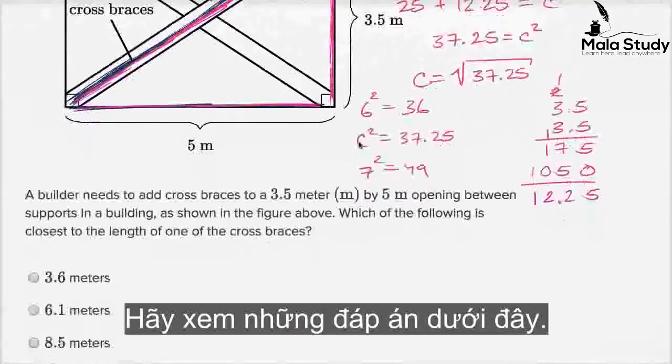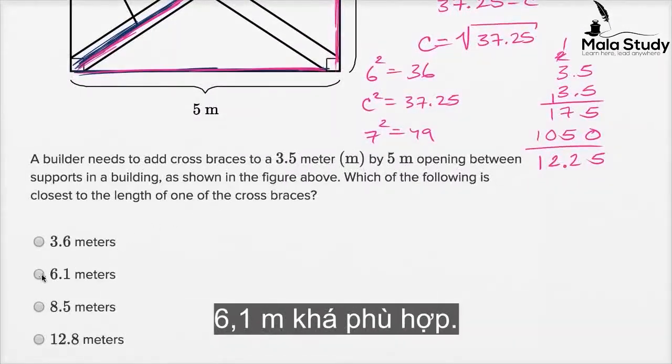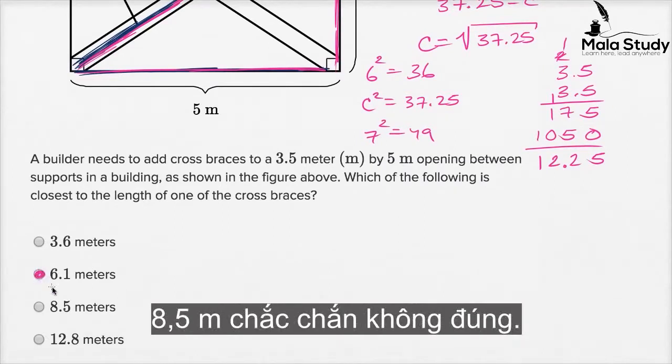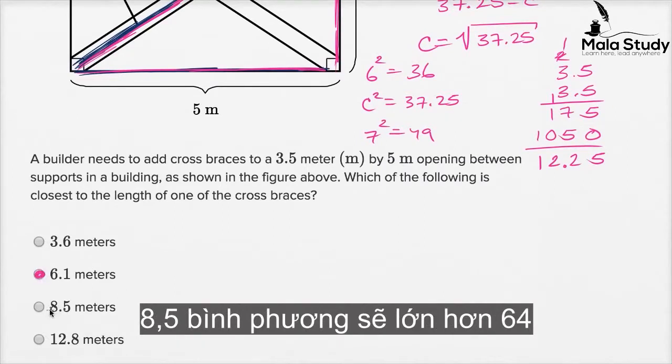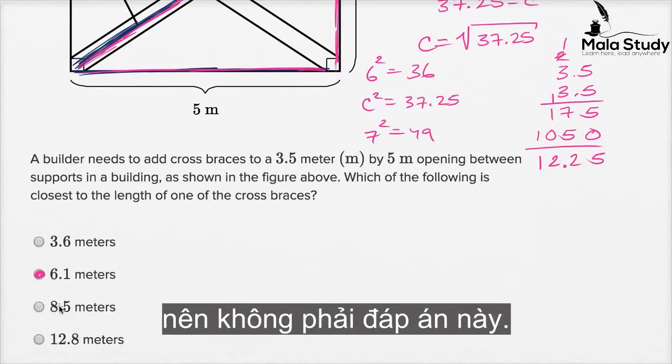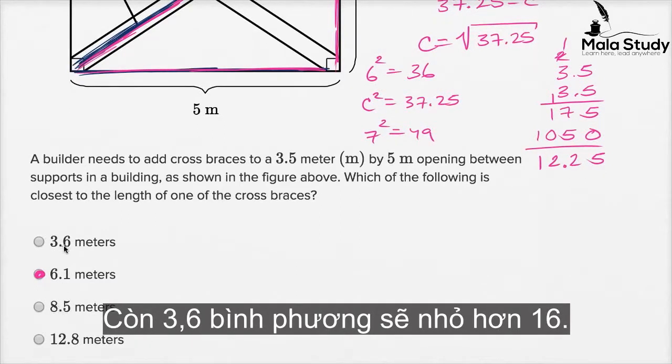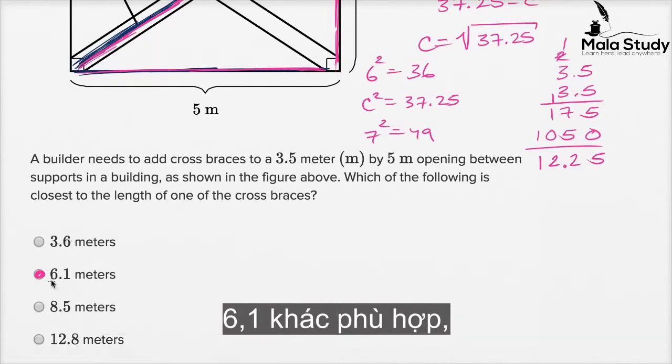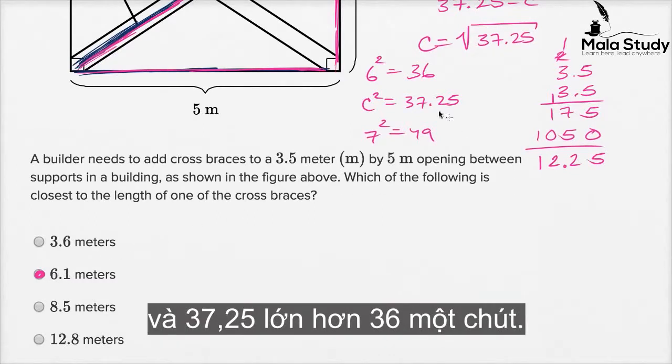And so out of our options right over here, 6.1 is looking pretty good. It's definitely not going to be 8.5. 8.5 squared is going to be greater than 64, so it's not going to be that. 3.6 meters squared is going to be less than 16. So 6.1 is looking good. This is going to be a little bit more than 36, which 37.25 is. It's a little bit more than 36.